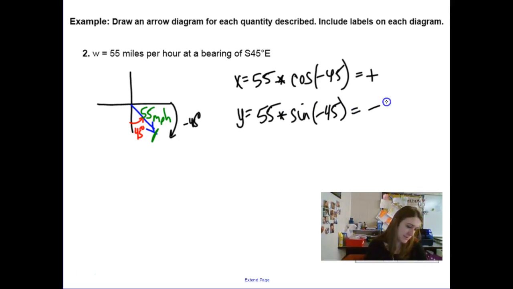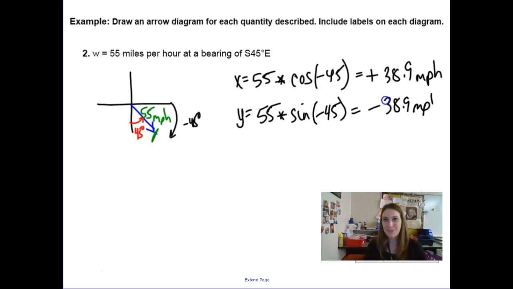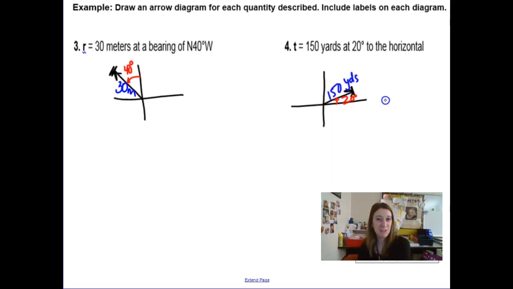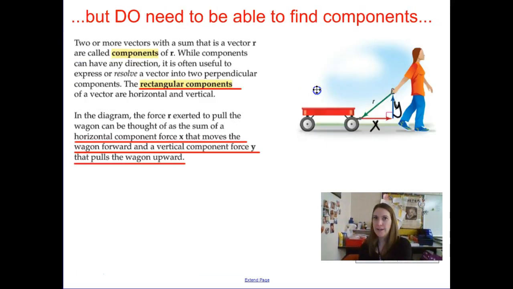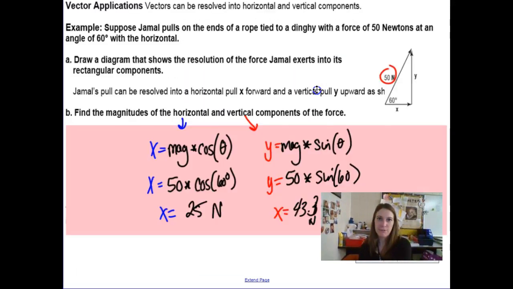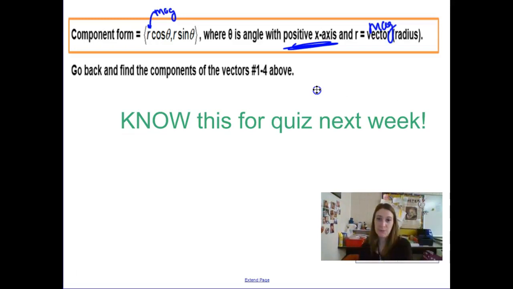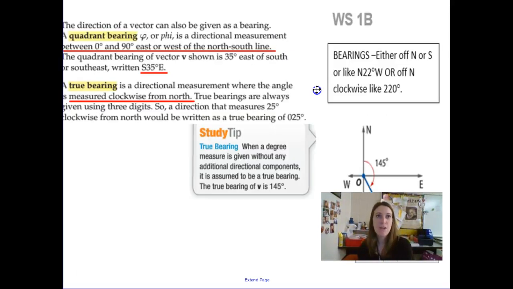Let's find out. It's 38.9 miles per hour for the horizontal, and also, because it's a 45 degree angle, 38.9 miles per hour for the vertical component. Notice it's negative though because of the direction. If we put positive 45, we would have gotten two positive components, which was not accurate. All right, back to our notes. Where did we leave off? We pretended we did 1 through 4, but we only did 1 through 2. Sorry. All right.